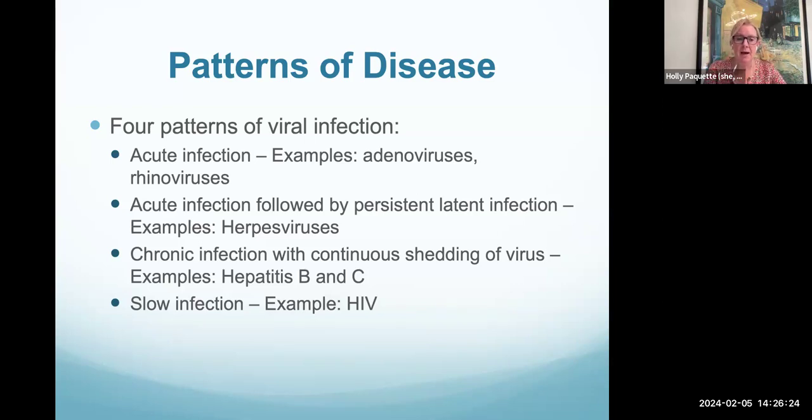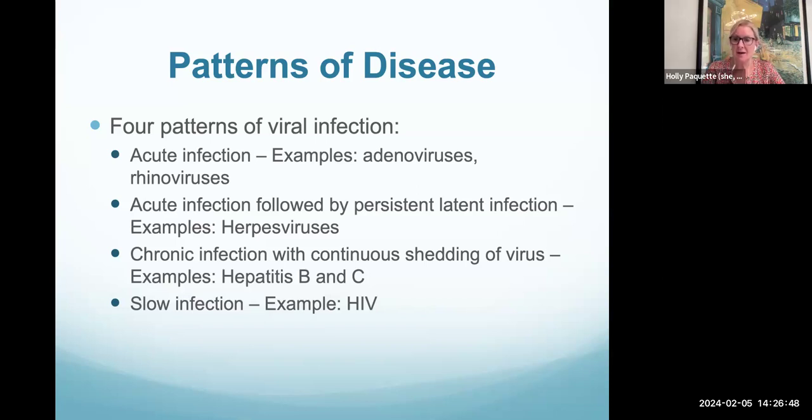The third pattern of viral infection is a chronic infection where we are continuously shedding the virus. So we never actually recover fully from it, and we're constantly shedding. So it doesn't go latent, we're actually shedding it all the time. Some examples of this are hepatitis B and C, and we'll talk about both of those a little bit later in the course.